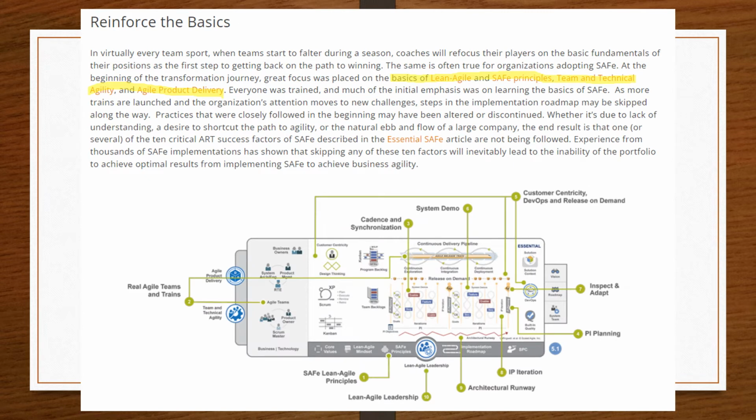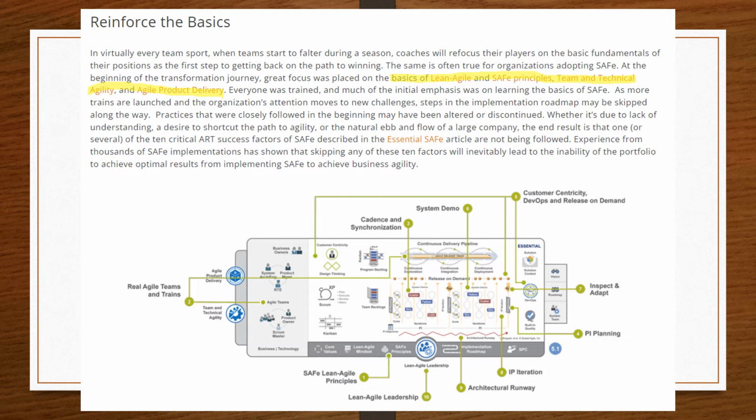The next step is reinforce the basics. Very, very important. It's how you sustain and improve on the pace. It's not only that you launch the ART, you did the value stream, and everything will go fine. It's about reinforcing the basics as well. You need to give a great focus on the basics of Lean-Agile, SAFe principles, team and technical agility, and then agile product delivery, right?